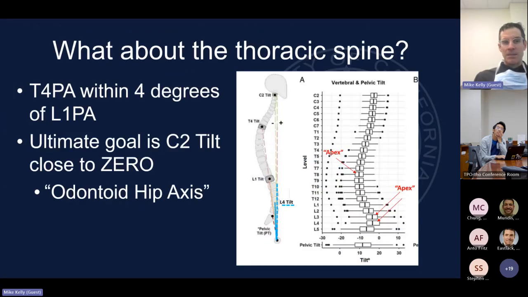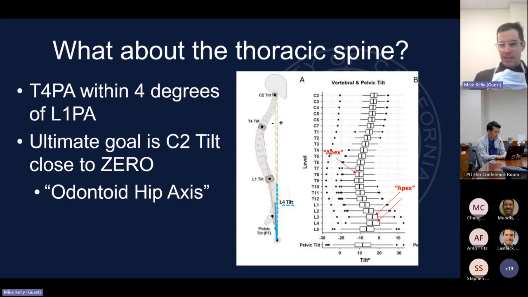Now, what about the thoracic spine? What we found was the T4PA was within 4 degrees of the L1PA, with the ultimate goal being a C2 tilt close to 0. Hewitt wrote a paper from the MEANS group talking about the odontoid hip axis, saying that they want to stand in a straight line.